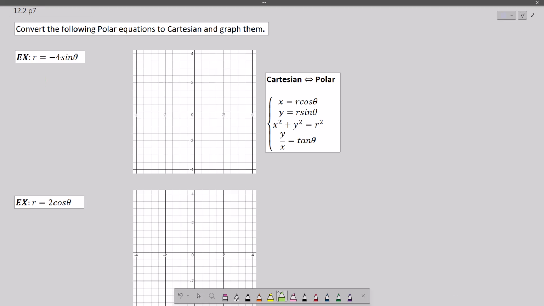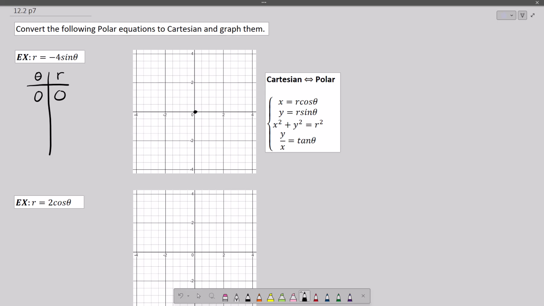Let's take our theta value. When we think about theta, we're thinking about our counterclockwise rotation. I'm going to put theta on the left because that's what we're going to plug in to get the r. So if we plug in theta equals 0, sine of 0 is 0. The graph of r equals 0 is the origin. So 0 comma 0.